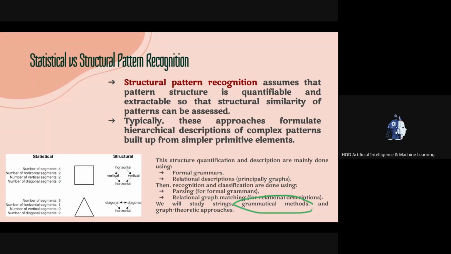What is the use of grammar? Can anyone say? Hello? What is the use of grammar? Answer is here. Tell me, what is the use of grammar? Anyone? Structure quantification. This is a structure definition and I want to have a quantified value for this string, for which I need to go with this grammar, right?